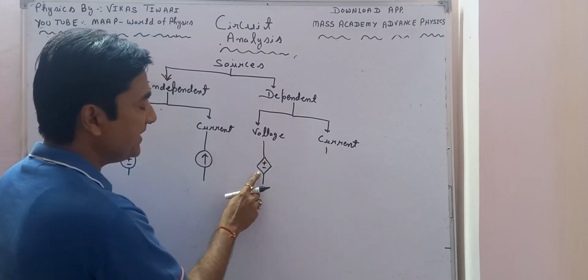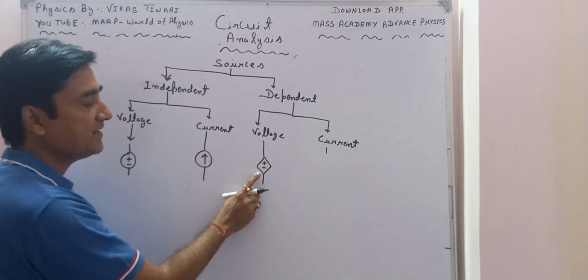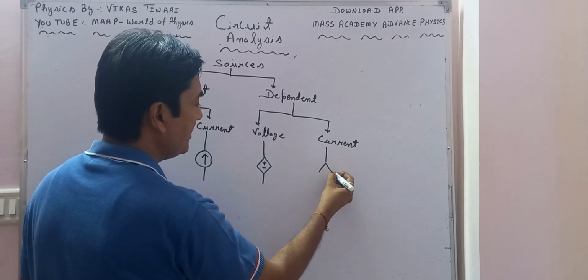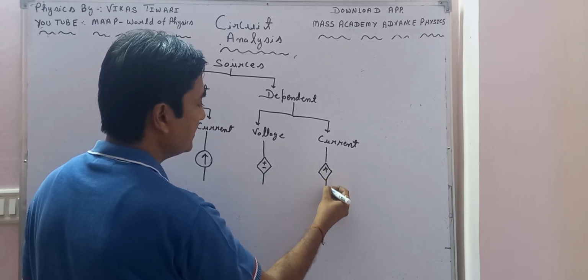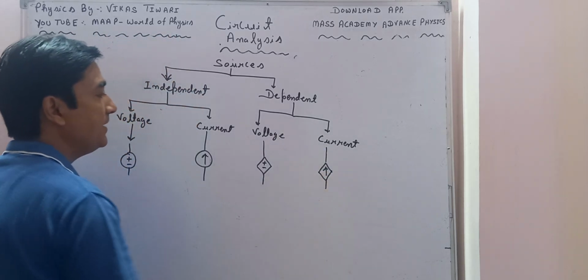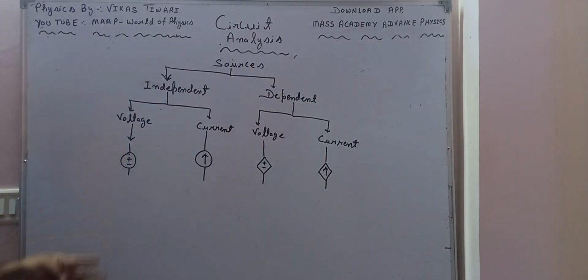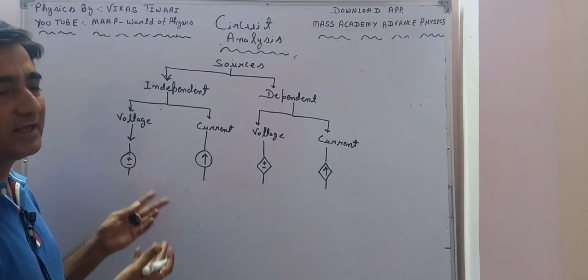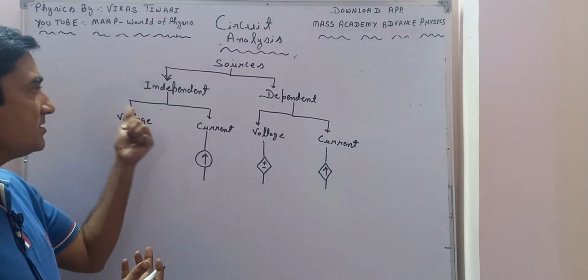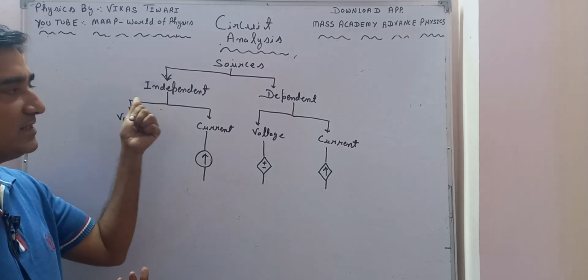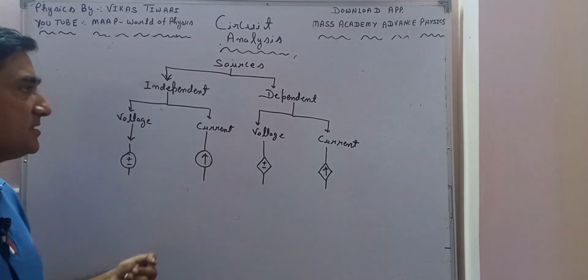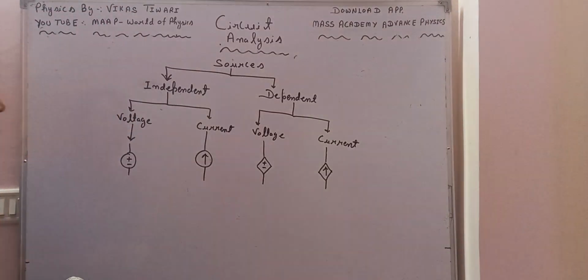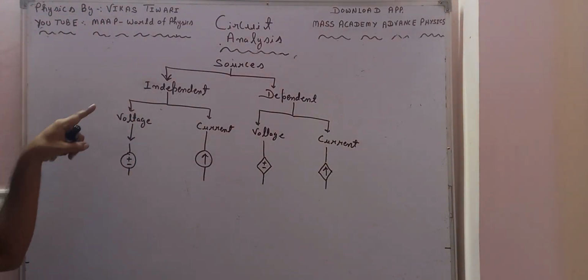Whenever you find this type of voltage source in any circuit, you will say this is a dependent voltage source. And this is the dependent current source. So this is the way we can identify what are dependent and what are independent sources. The concept of dependent and independent sources I will discuss later when we do the numericals. So this is the brief categorization of sources.